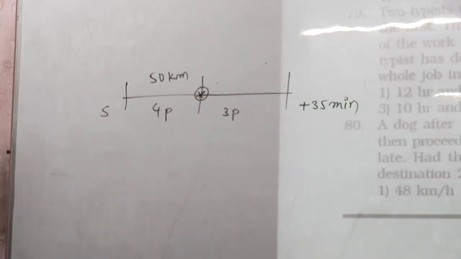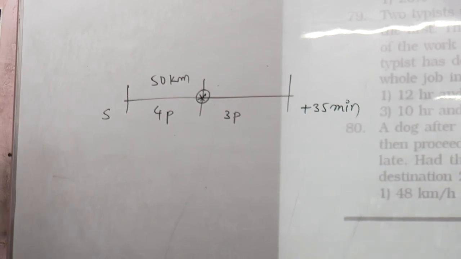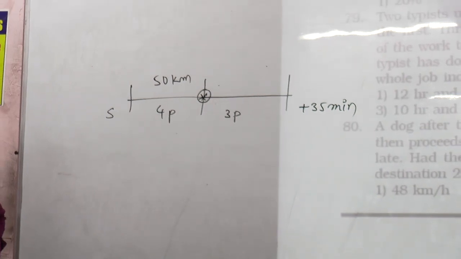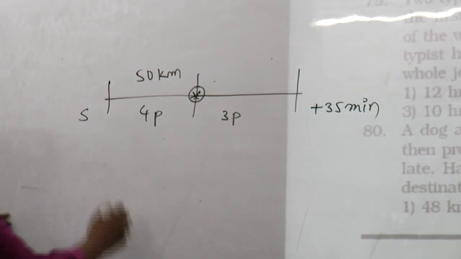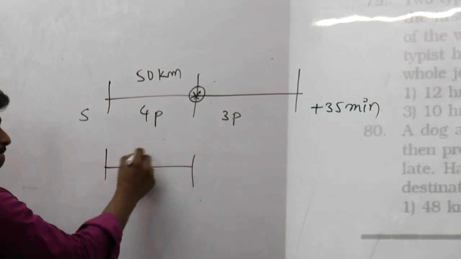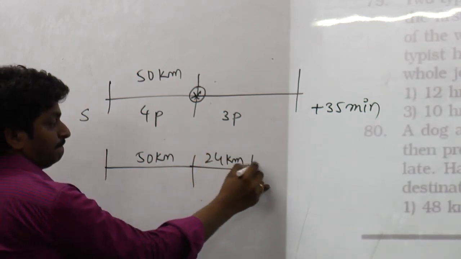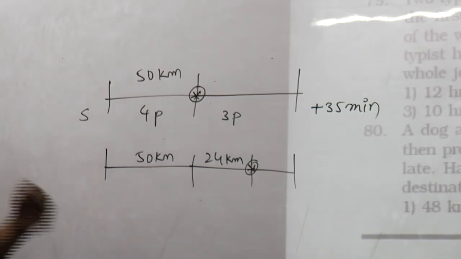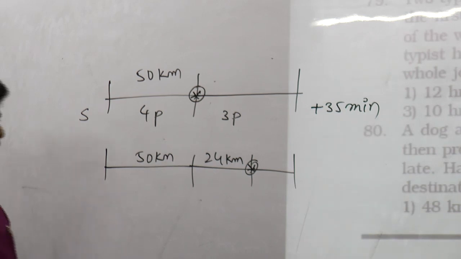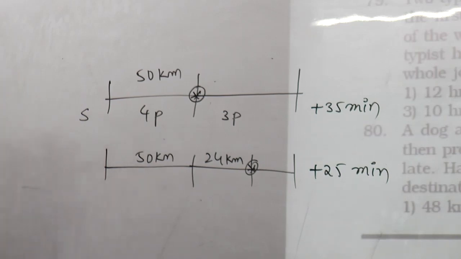Okay. Next, had the meeting occurred 24 kilometers further, the dog would have reached its destination 25 minutes late. After 24 kilometers more. Had the meeting occurred 24 kilometers further, the dog would have reached its destination 25 minutes late. The speed of the dog is.